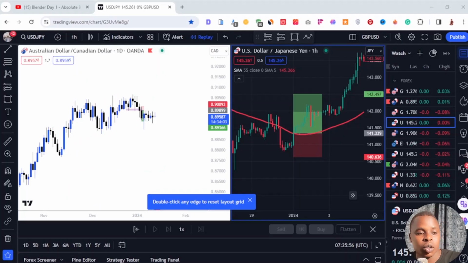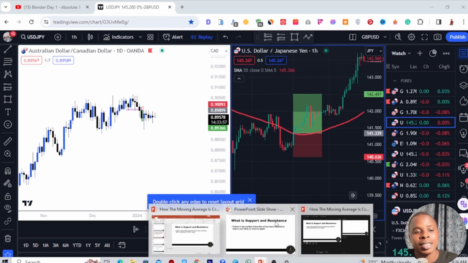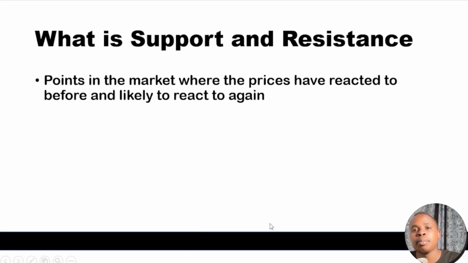Let's jump into the video and talk about what support and resistance is in the first place. If you don't know, support and resistance is simply points or zones in the market where the price has reacted, and the price will likely react to that zone again. Let me show you what I mean by this.